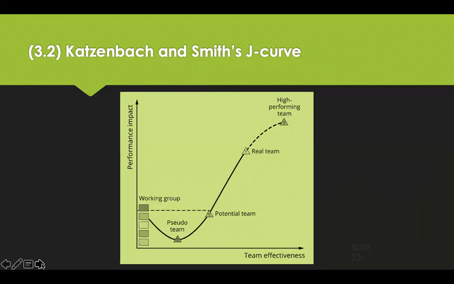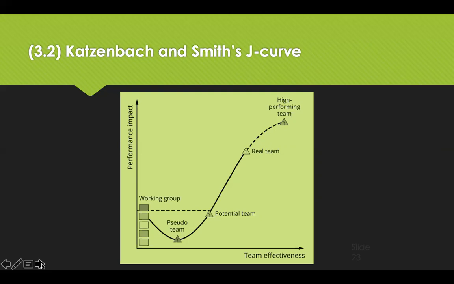Real team is where a shared purpose begins to emerge, and in groups where individual team member skills are complementary, accountability for team results begins to be shared. And then high-performing teams work together to achieve the shared goals. Individual members demonstrate commitment towards building healthy social relationships with other group members and developing their skills to complement the team. Now, the effectiveness of the team falls as the team moves from working group to pseudo team stage, but then increases as it moves to the other phases.